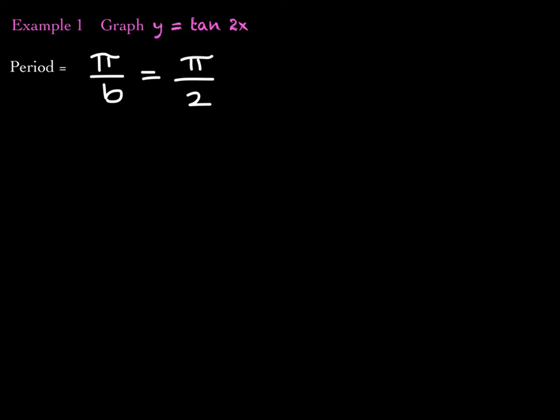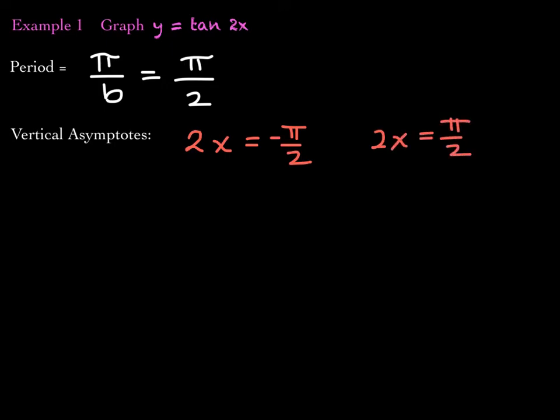Now what I want to do next is locate the two vertical asymptotes. Now remember, this is a tangent function. So in order to find the two vertical asymptotes, I am going to take my entire argument and set it equal to negative pi over 2. And I'm going to take my entire argument and set it to positive pi over 2.